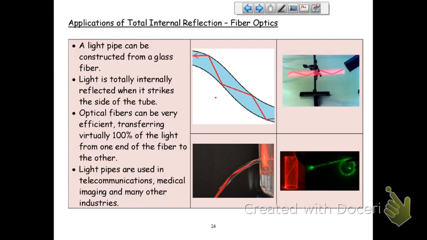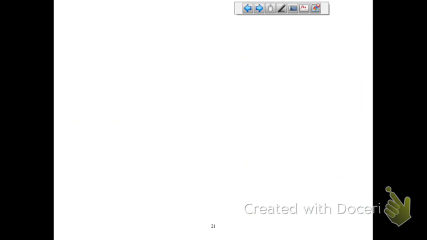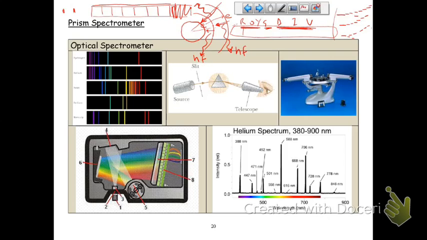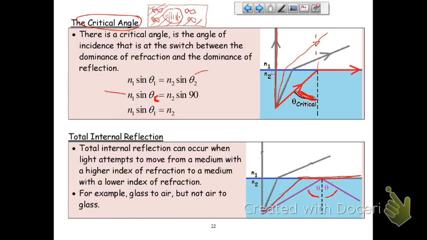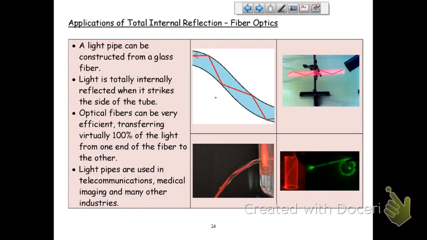I want to jump a slide. Total internal reflection is incredibly useful. It's not just going to the aquarium and seeing a fisheye lens. That's a trivial example. Communications uses total internal reflection. I send a laser light down an optical fiber, glass fiber typically.